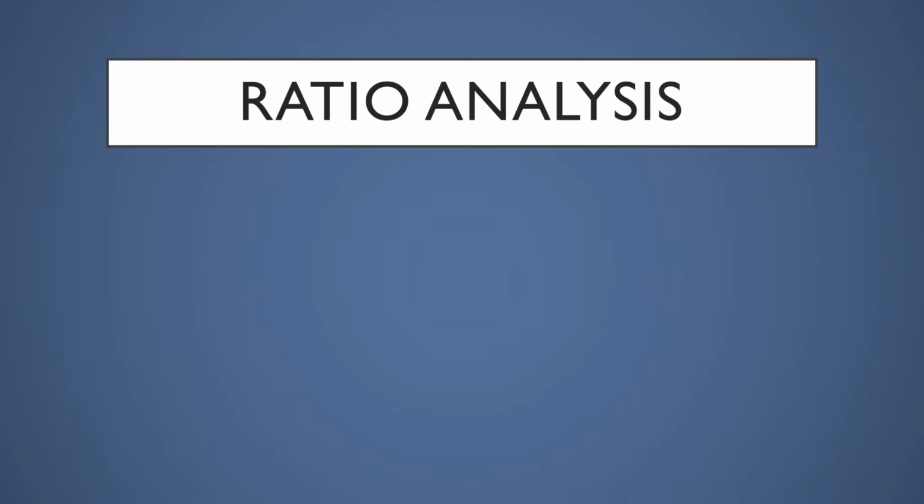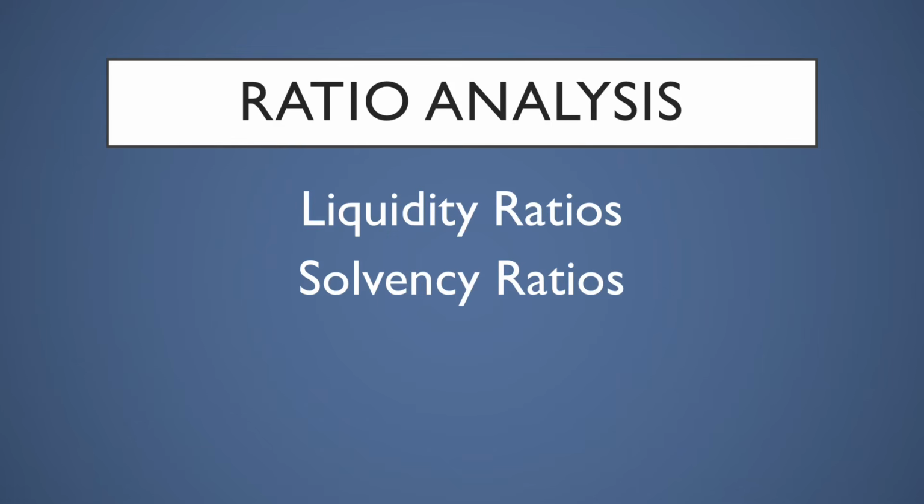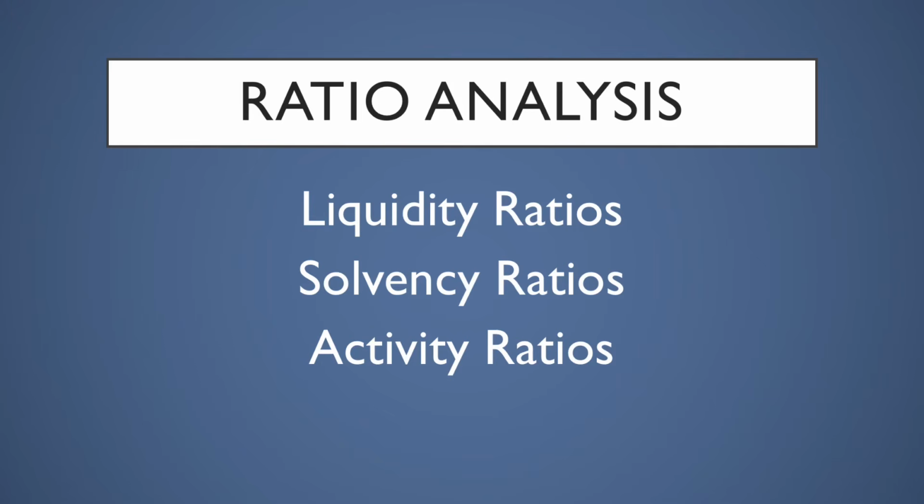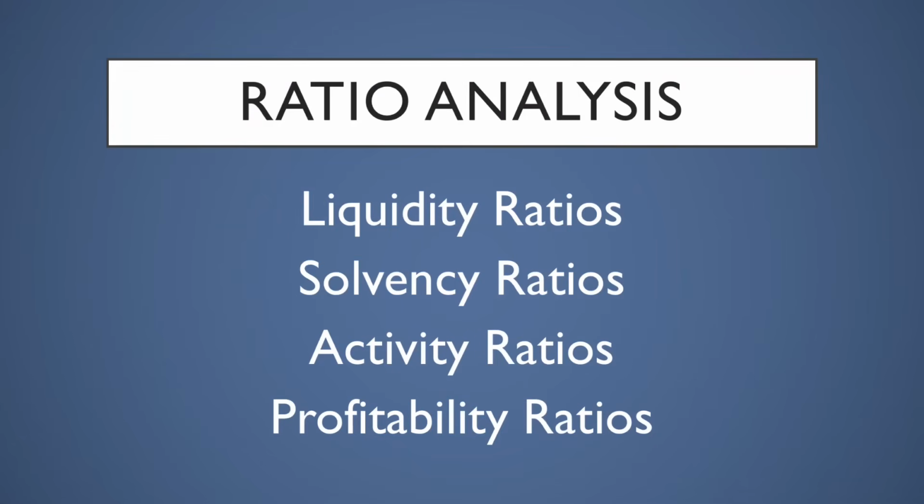The following are the types of ratios. Liquidity ratios. They technically measure the ability of an entity to meet short-term obligations. Solvency ratios. They measure the ability of the company to survive in the long run. Activity ratios. They measure the ability of the entity to efficiently use its resources. Profitability ratios measures the earning ability of the company.